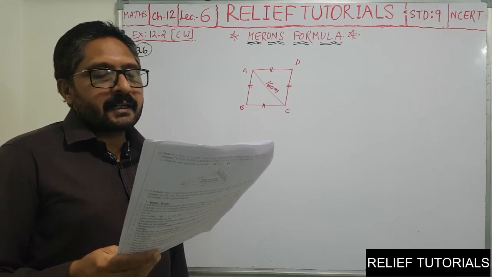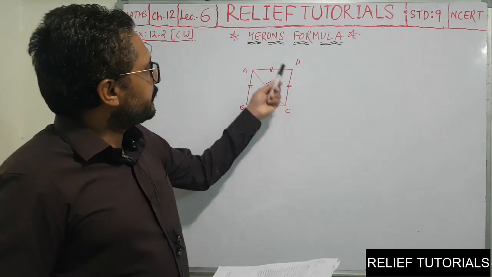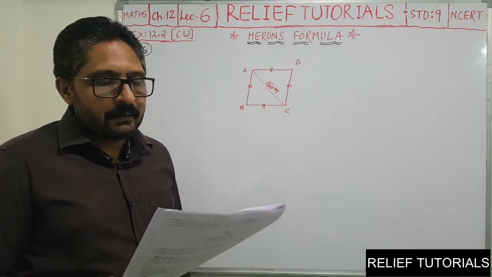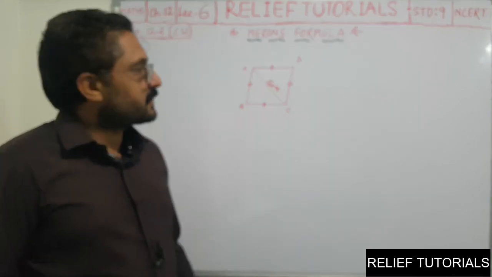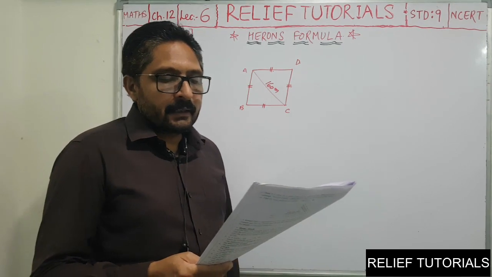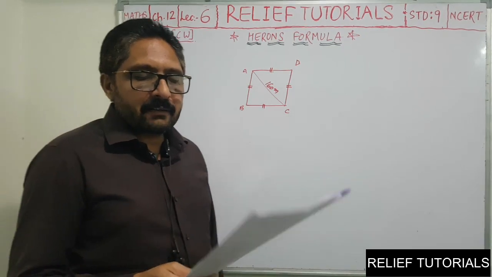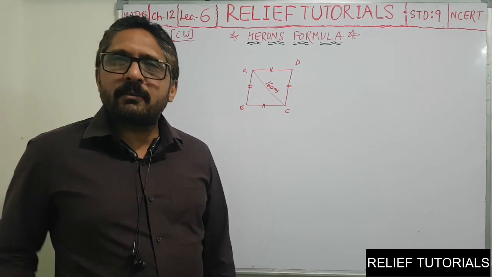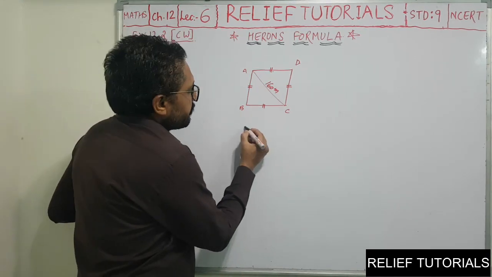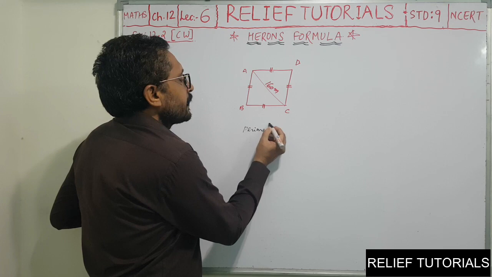If the perimeter of the land is 400 meter, and one of its diagonals is 160 meter, how much area will each of them get? Here the perimeter is given, that is 400 meter, and one diagonal is 160 meter. It is the same problem as we did yesterday.